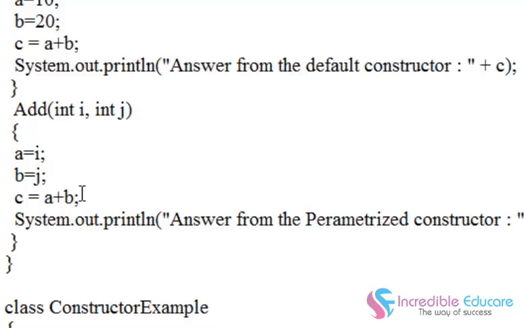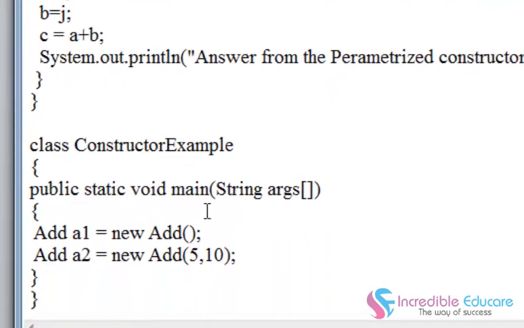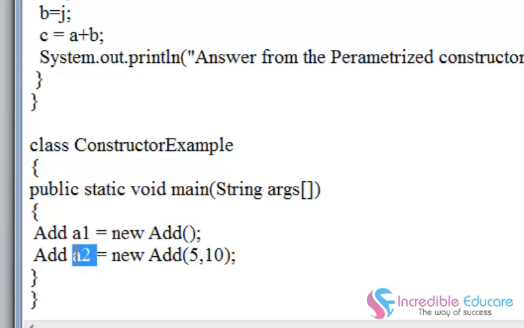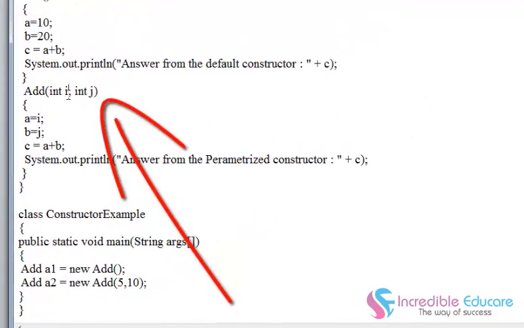Let's take a look at how to call this constructor. Here a1 is the object of class add, and add followed by the parenthesis is the default constructor. a2 is the object of class add, and here this is the parameterized constructor, which passes the values 5 and 10 as integer variables i and j.